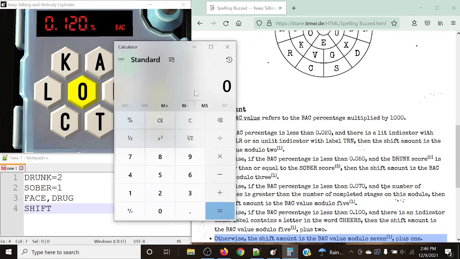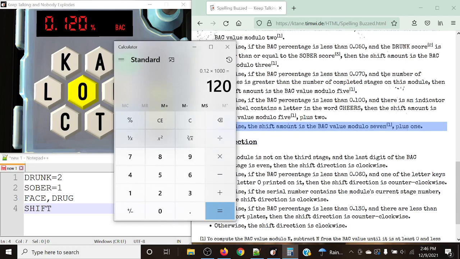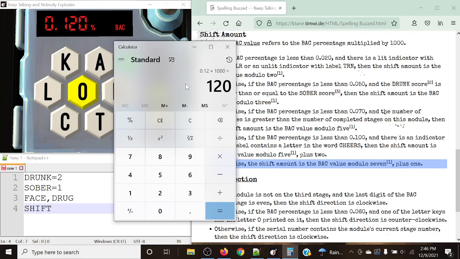So we have 0.120, times this by 1,000. It should be 120, which it is. So we're going to modulo it by 7, so we can subtract 70, and then minus 7. And once again, adding 1. And now we're going to be shifting again, but we don't know exactly which direction we're going to be shifting in.